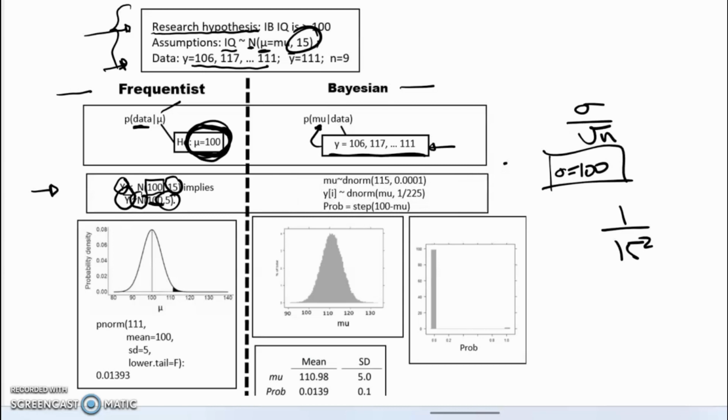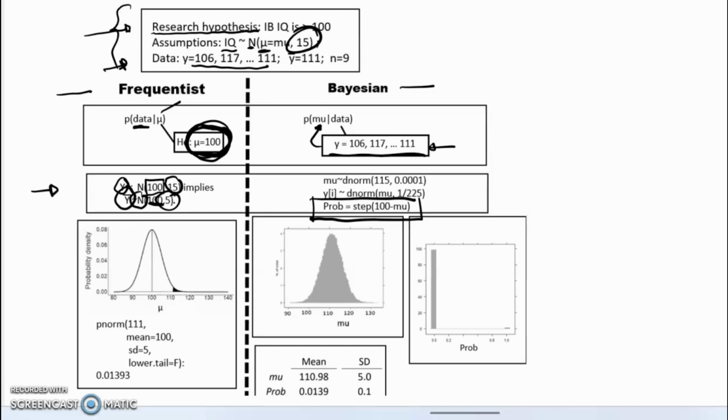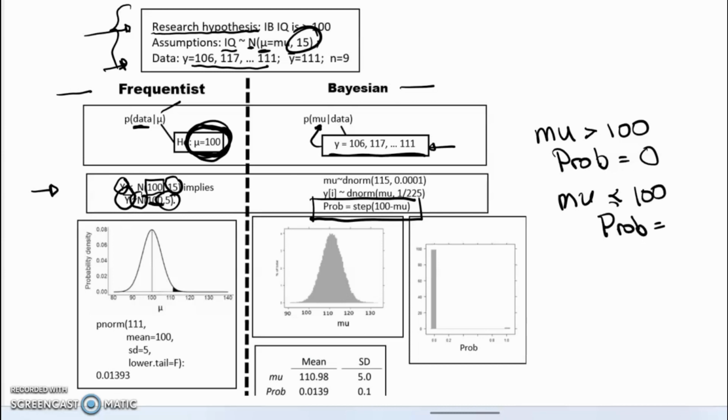Then we're also going to have this derived value of prob using the step function. And the way that that's going to work is that if mu is greater than 100, prob is going to be equal to 0. And if mu is less than or equal to 100, then prob is going to be equal to 1.